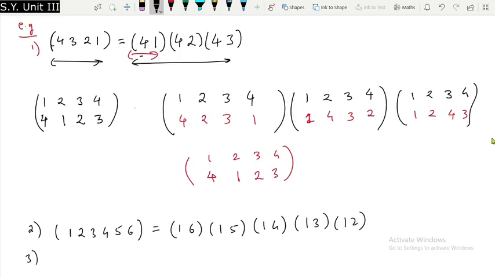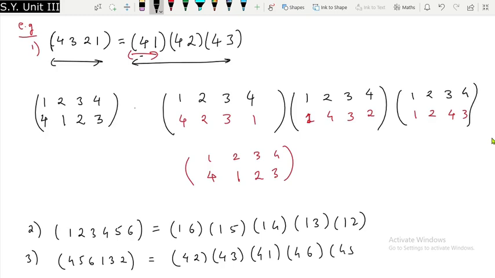We'll go for one more example. Let me take another example: 4, 5, 6, 1, 3, 2. I am taking a permutation on 6 symbols. So 4 maps to 2. Sorry, I will write (4 2), first element, last element, then first, last, second, (4 3). Then I will have (4 1). Then I will have (4 6), and then I will have (4 5).